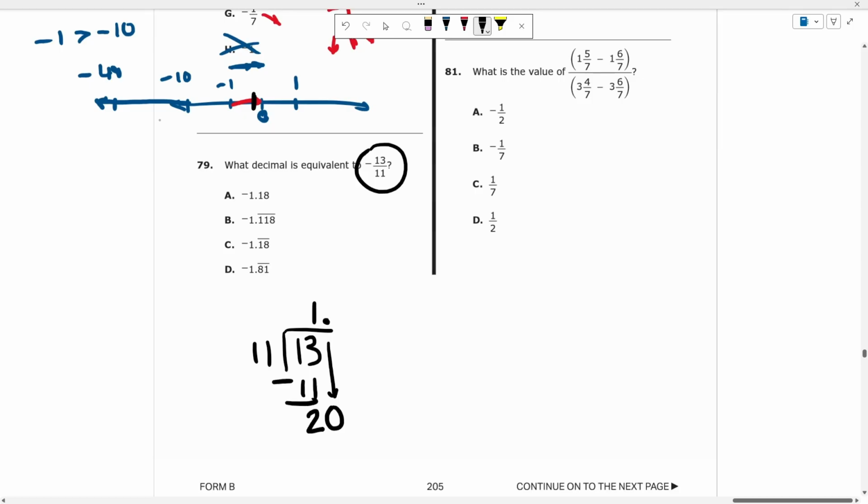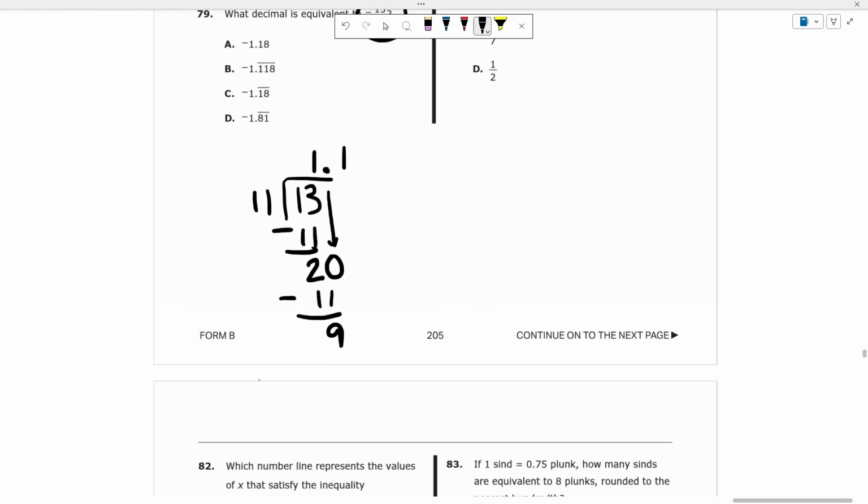Now, how many times does 11 go into 20? Well, 1 time. So now we multiply 11 times 1, which is 11, and we subtract this and we get 9. Now, can 11 go into 9? No, it can't. So I'm going to drop down another 0 and now turn it into 90. It goes into 90 8 times. 11 times 8 is 88, and you're left back at 2.